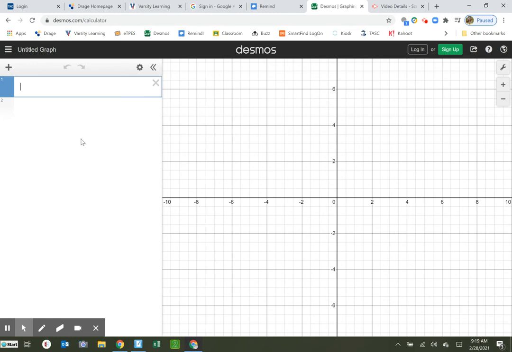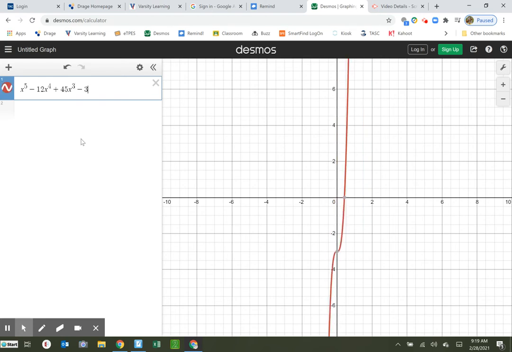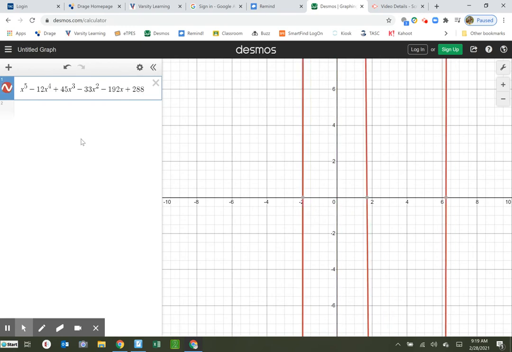Okay, so I'm going to graph this function, which I have on my paper, which you can take a look at. So I have x to the 5th minus 12x to the 4th plus 45x to the 3rd minus 22x squared minus 192x plus 288. All right, so take a look at this.